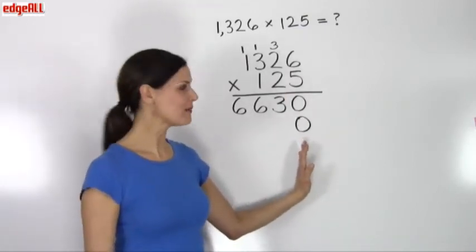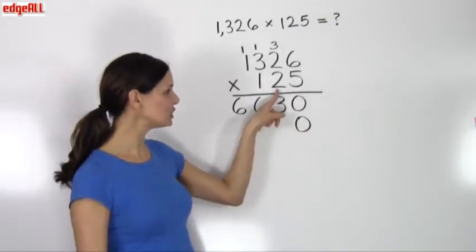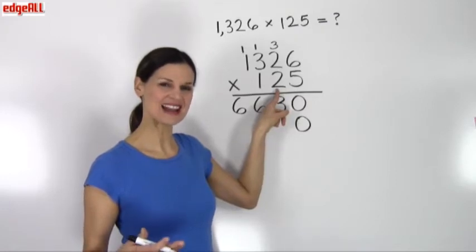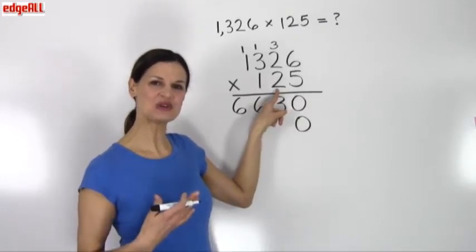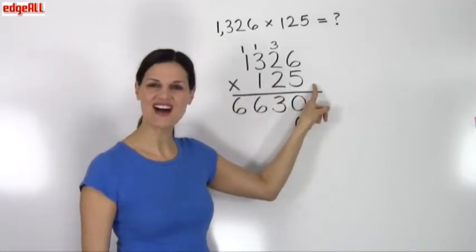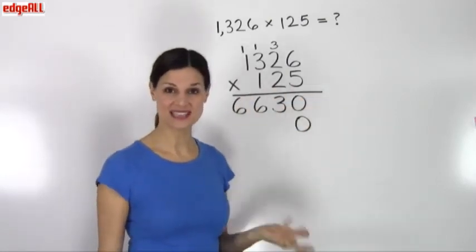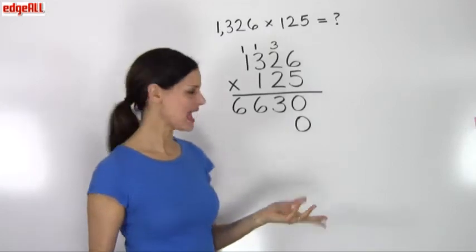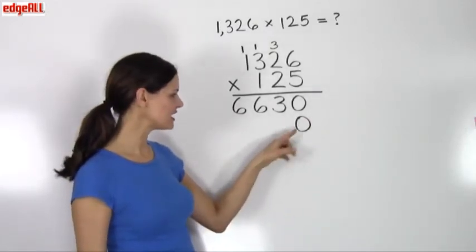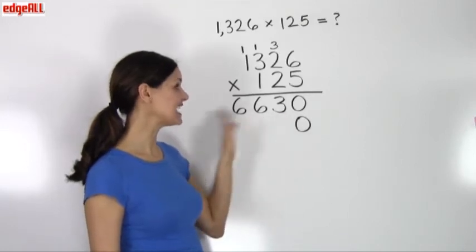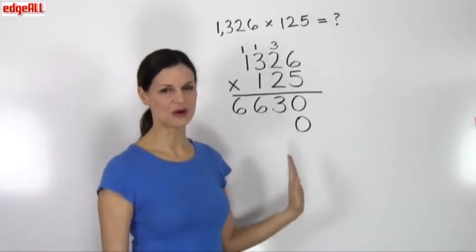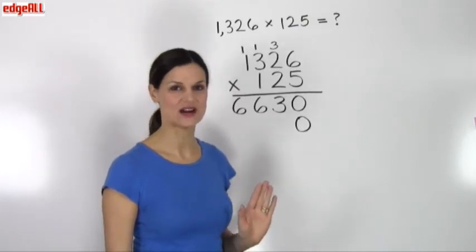And now I'm over here working with this 2. I'm really multiplying everything by 20. Because this 2 in the tens place of the 125 actually represents 20. And so by putting this 0 here, I'm now starting over here and working in the tens place.